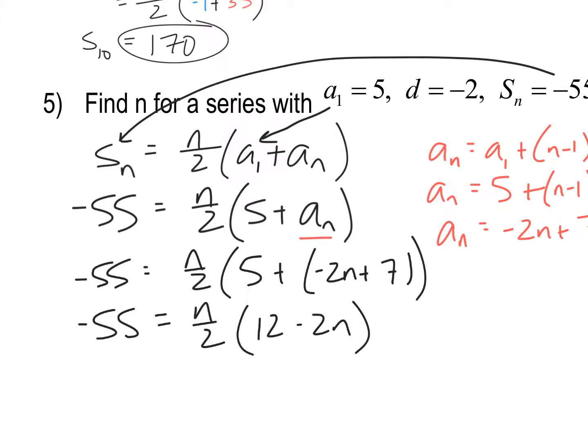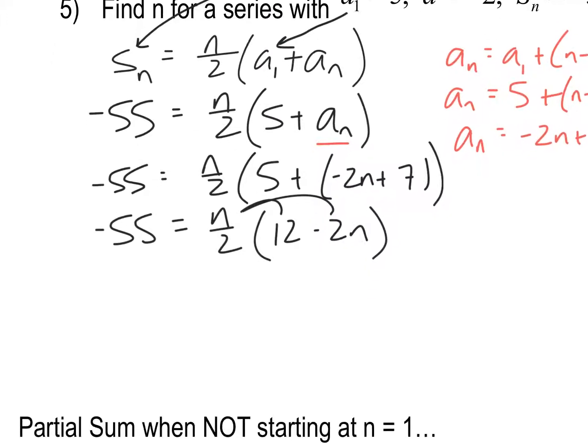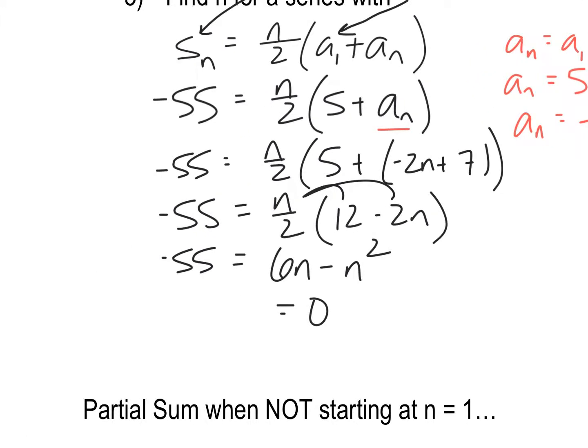When you distribute your n over 2 into that, now it's just an algebraic equation I need to solve. That gives me 6n minus n squared. How do you solve something with an n squared in it? Move everything over to one side so that you get 0 on the other side, and then factor it. n squared minus 6n minus 55 equals 0.